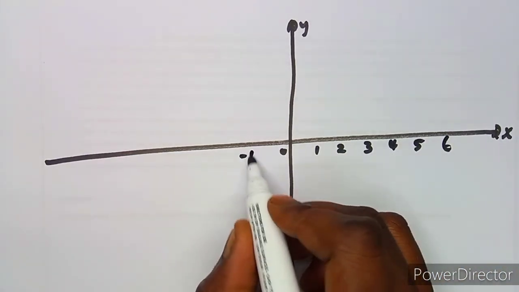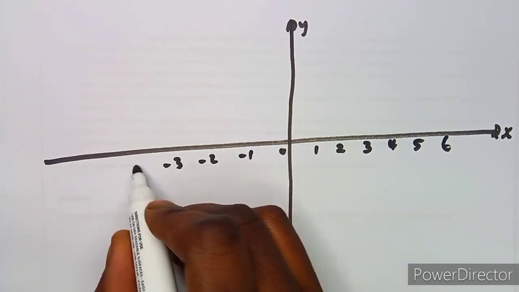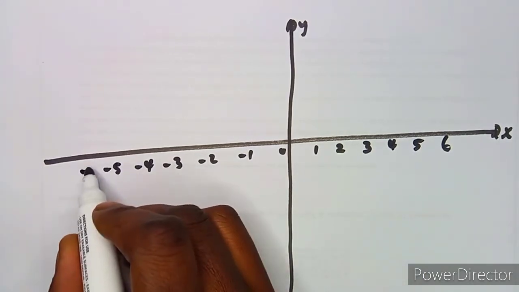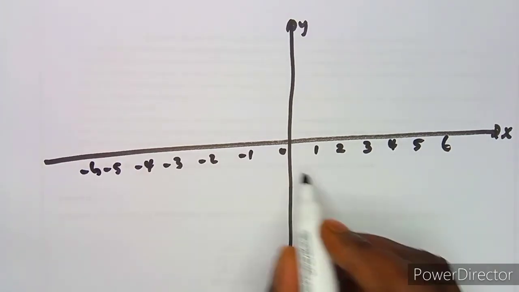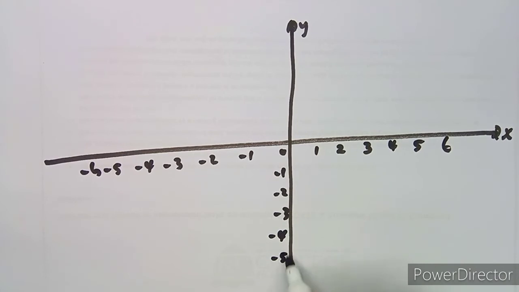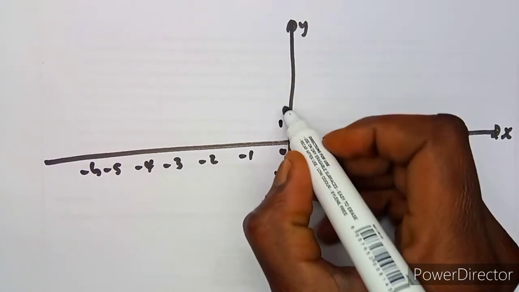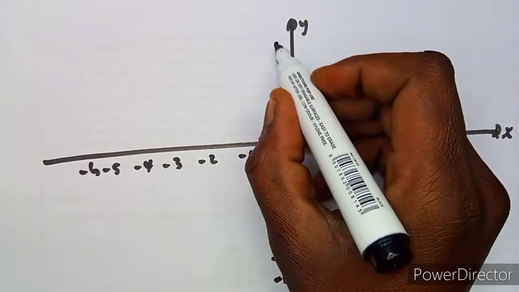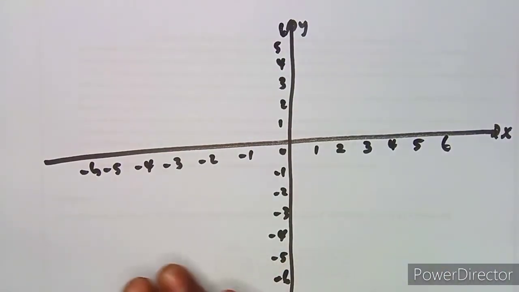Let's say this was my scale. Minus 1, minus 2, minus 3, minus 4, minus 5, minus 6. Okay, we do the same for y. Minus 1, minus 2, minus 3, minus 4, minus 5, minus 6. 1, 2, 3, 4, 5, 6. Okay, that's our scale there.